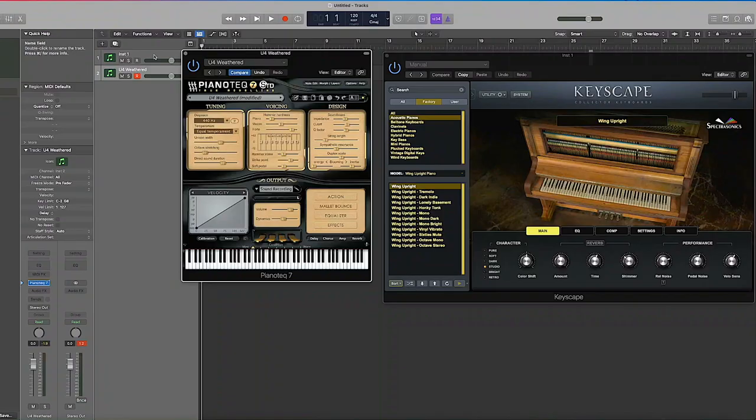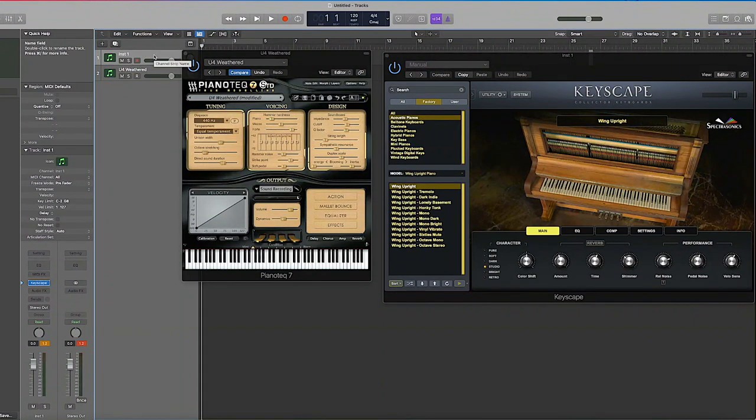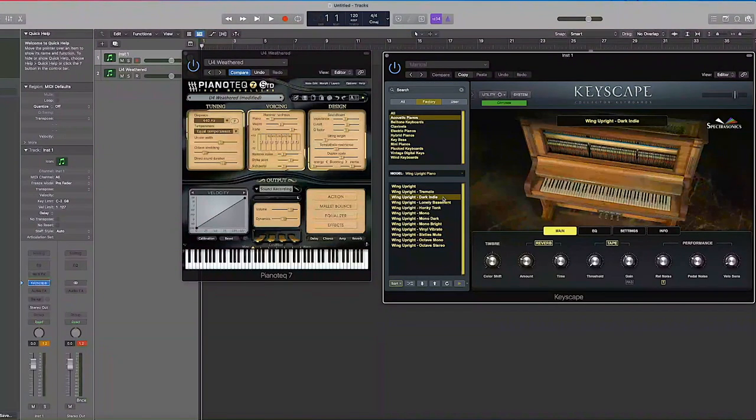You get this range, whereas with this, they've sampled one piano and that piano is just in the condition that it's in. But if you are looking for that vintage sound, holy Dinah, did they ever get that perfect.